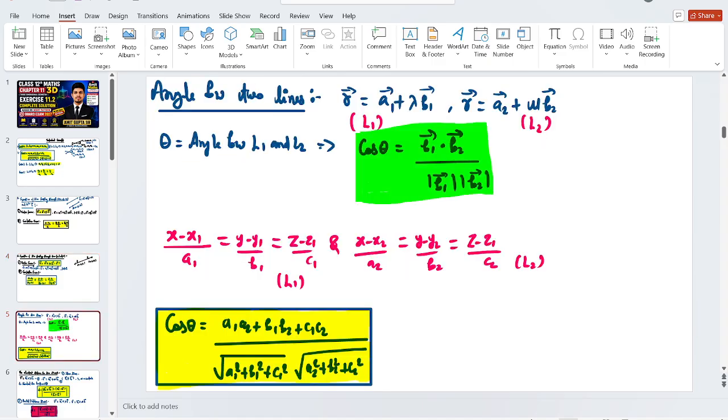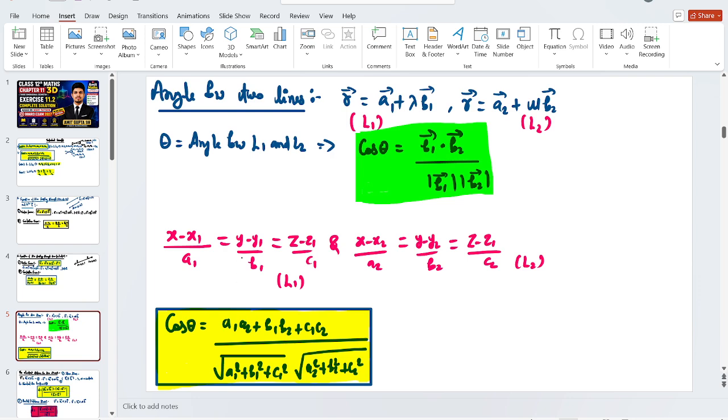Next is the angle between two lines. If the vector form is given as vector r equal to vector a1 plus lambda vector b1 and vector r equal to vector a2 plus mu vector b2, where lambda and mu are constants, let theta be the angle between lines L1 and L2. Then cos theta is equal to vector b1 dot vector b2 upon modulus of vector b1 into modulus of vector b2. We use the dot product here.